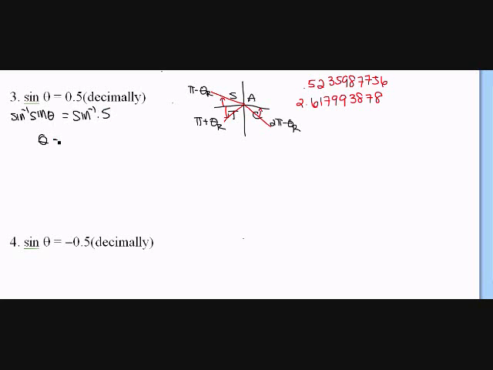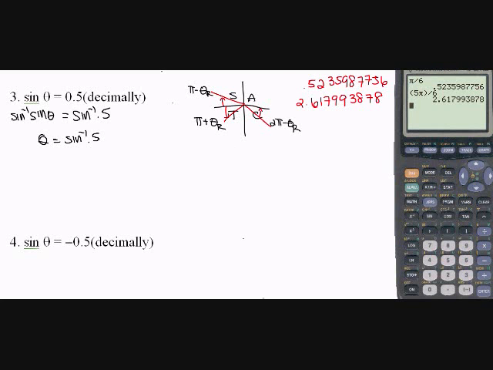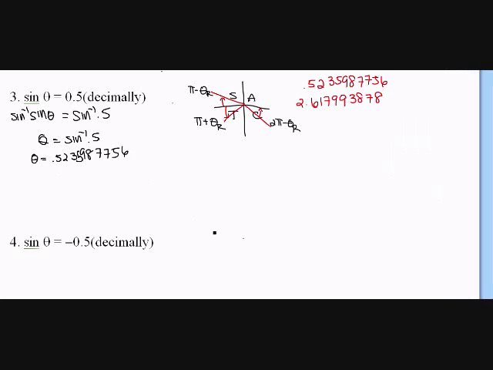So I get theta is equal to the inverse sine of 0.5, which will give me the first quadrant angle. So using the calculator, we do second sine of 0.5. Don't need closing parentheses. I get 0.5235987756, which is the same I have over here. So I'm just going to write it over here, showing it's part of this solution.